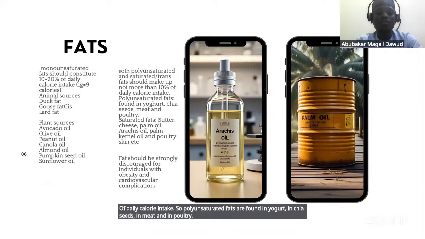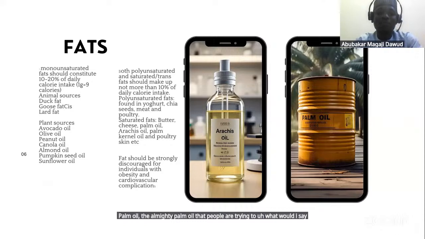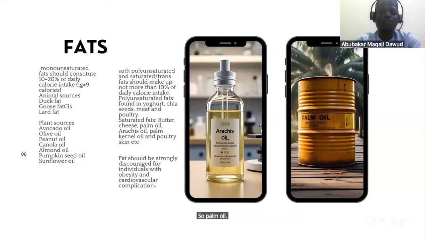And these saturated fats are also found in butter, in cheese, palm oil, the almighty palm oil that people are trying to make it seem a gentle guy, but actually it's not. It's a saturated fat. So palm oil, arachis oil, we also have palm kernel oil and poultry skin.